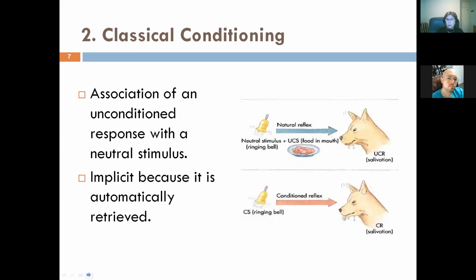So classical conditioning is that type of implicit learning, or implicit memory. Our dog will remember that the bell is associated with food and the dog will salivate. So this association of unconditioned response with a conditioned stimulus will become implicitly connected and will be automatically retrieved. Again, we talked about it before. We spend considerably more time on learning in the memory class, but we don't really have time for it here.